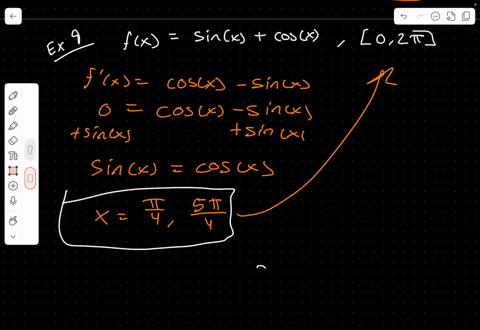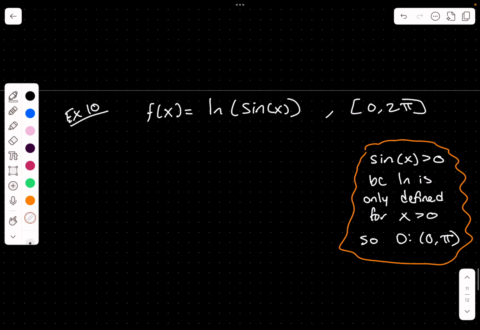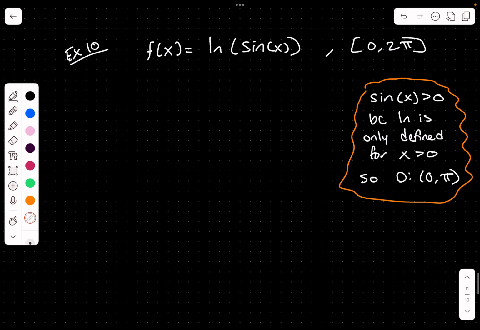Okay, let's move on to our last problem. All right, so this one we have a natural log and a trigonometric function in one. So let's look at our domain.